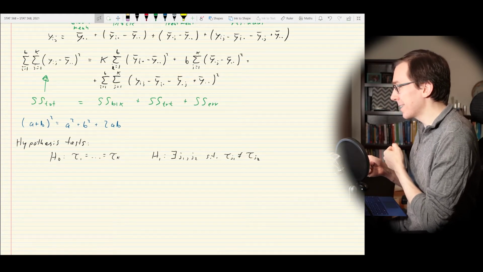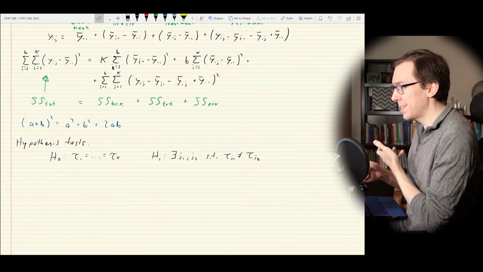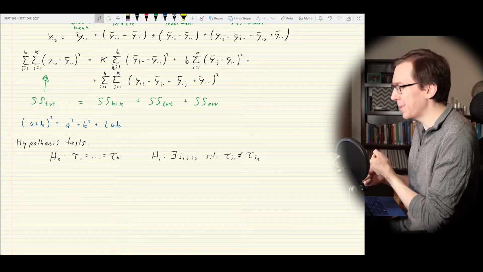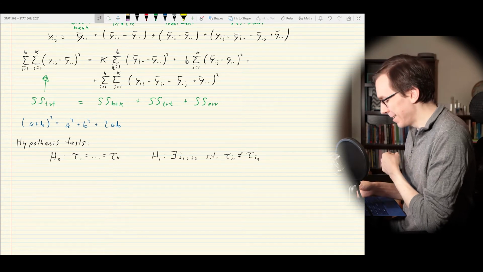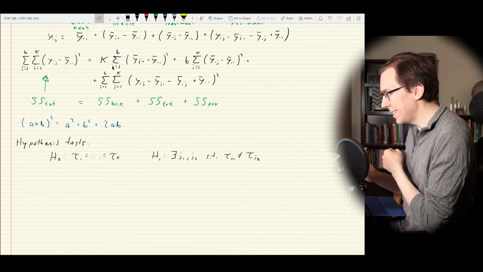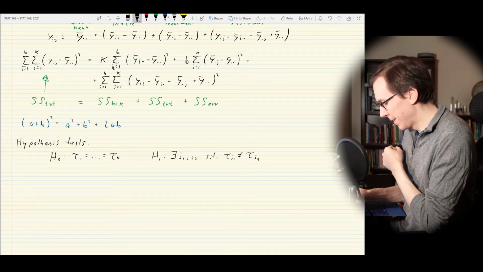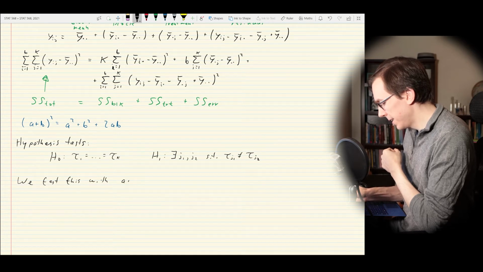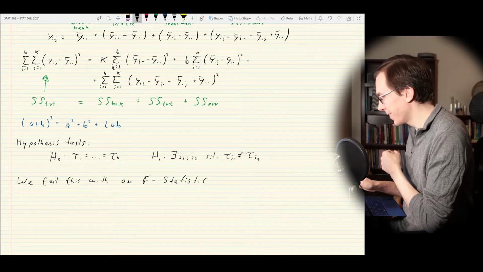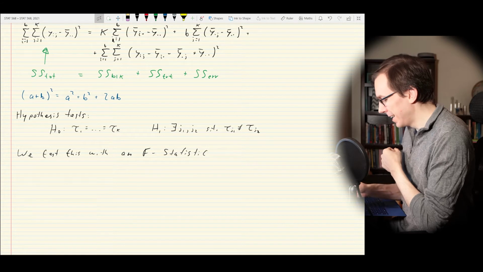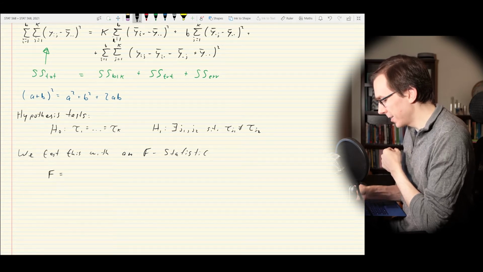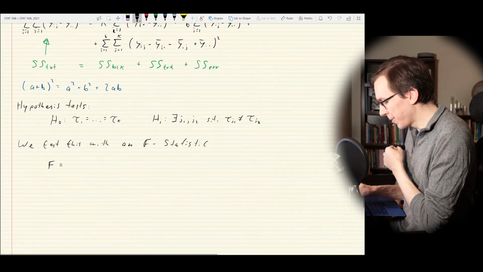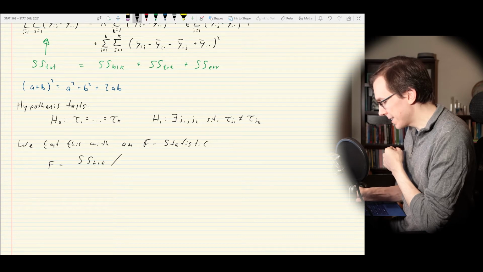And what we get here is an F statistic as before, with a slightly different setup for the degrees of freedom. So basically, we test this with an F statistic, thanks again to Fisher and Snedecor, which in this case is going to look slightly different than before. The numerator is still going to be the same. It's going to be our treatment sum of squares divided by its degrees of freedom.